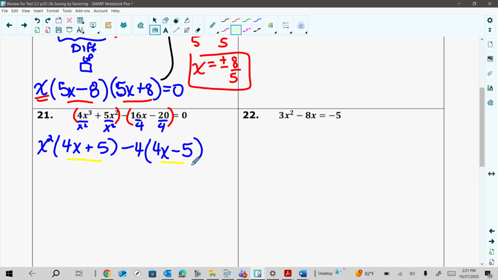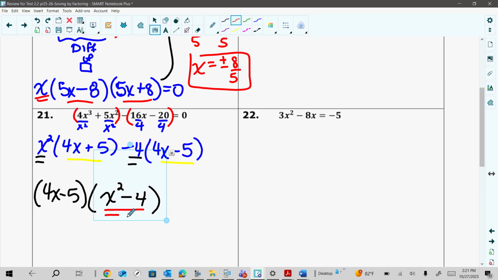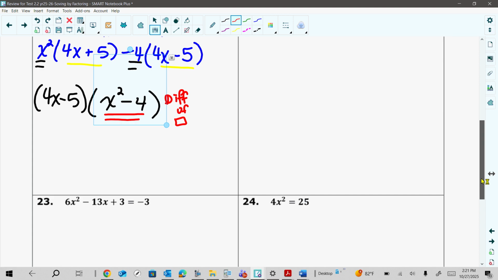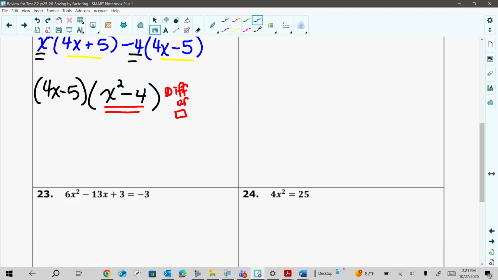We got the common binomial, which is what we need. That is one of our factors. 4x minus 5. And then the other factor is the GCFs here, which is x squared minus 4. And again, this is a difference of squares. So I can break this binomial down further, which you need to do. So the 4x plus 5 stays, but now we're writing x minus 2 and x plus 2.